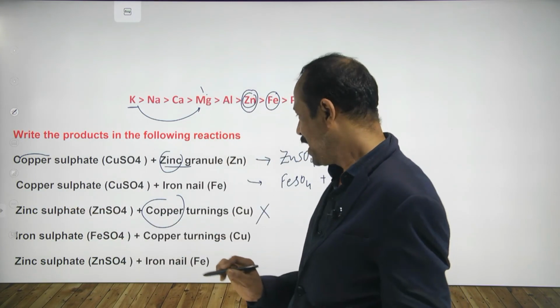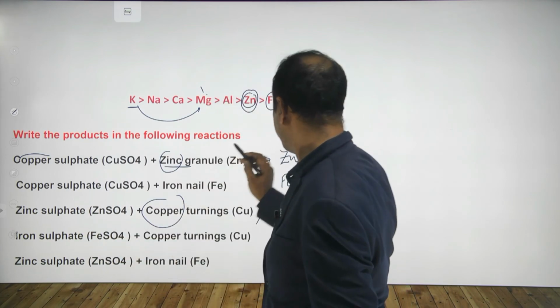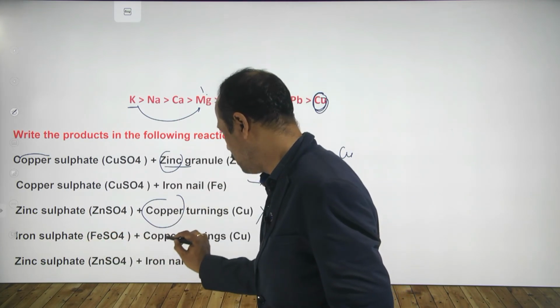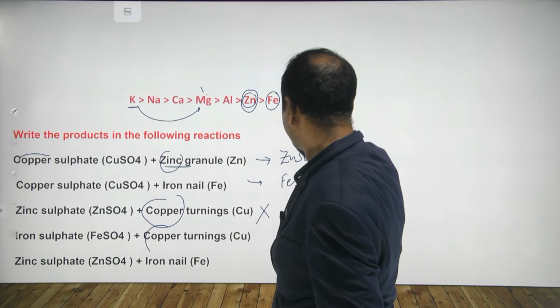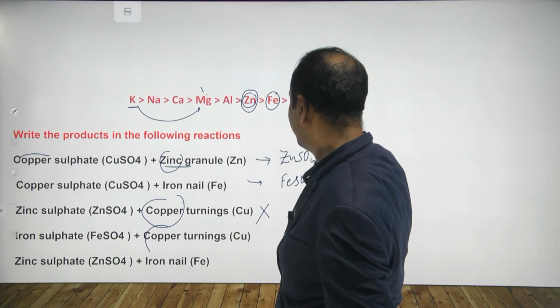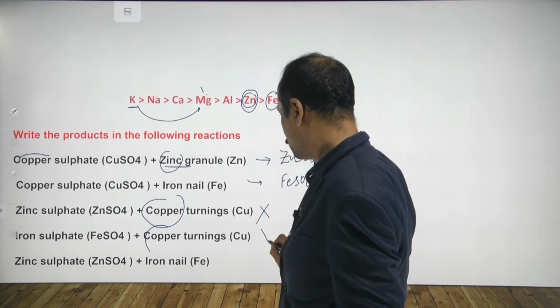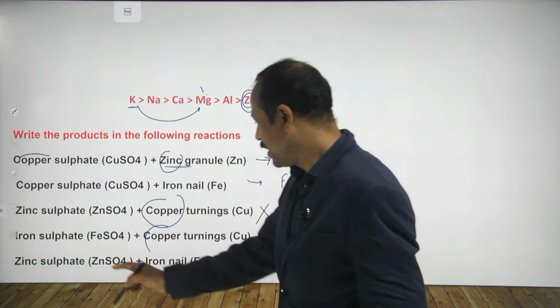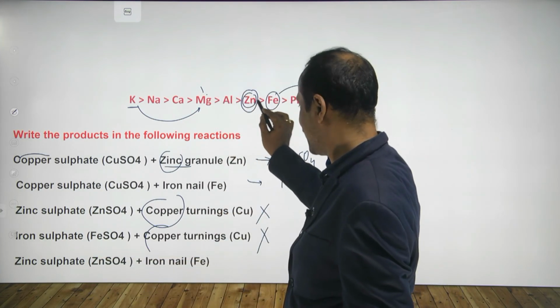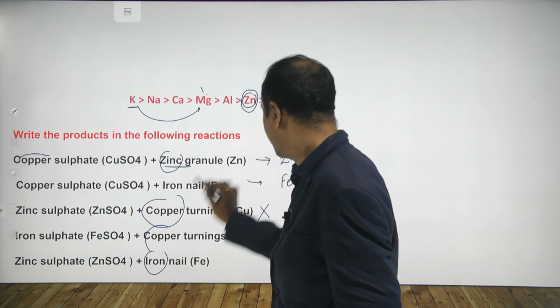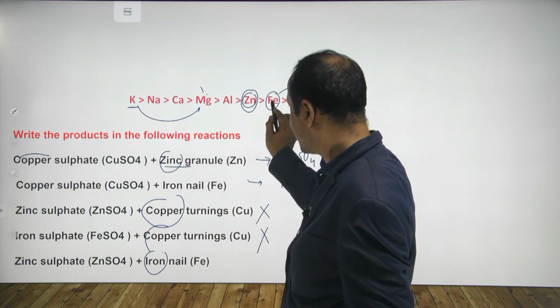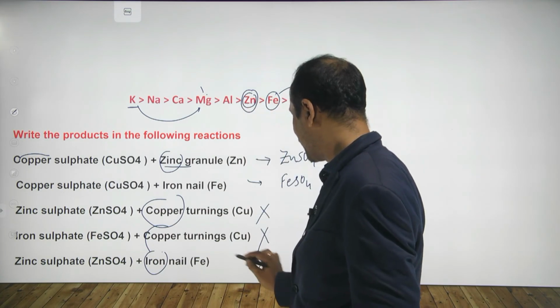Clear to you? Now iron sulfate and copper. Where is iron? Copper is here, iron is here. So copper is on the right side, so it cannot react. So no reaction takes place. Now zinc sulfate and iron. Again iron is less reactive than zinc. So here also no reaction takes place.